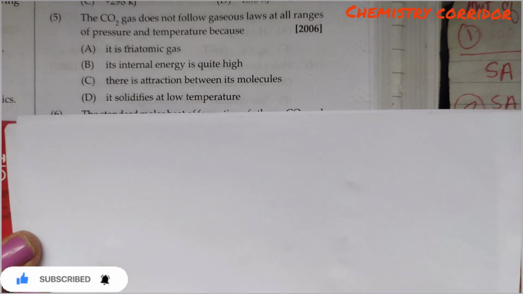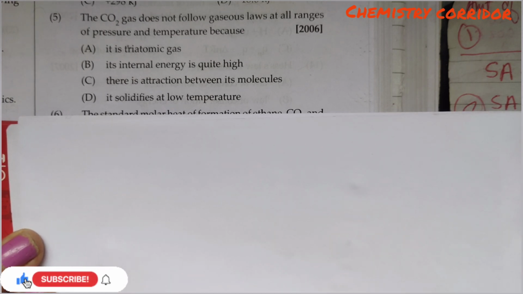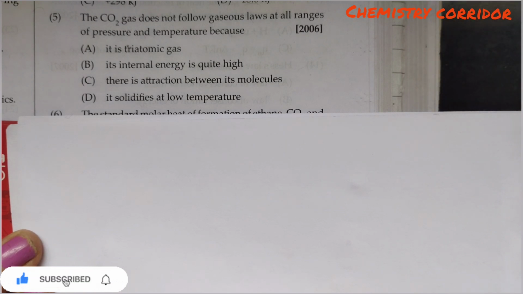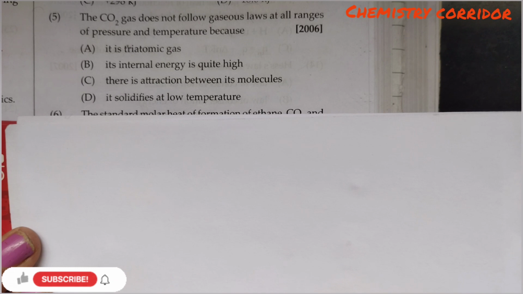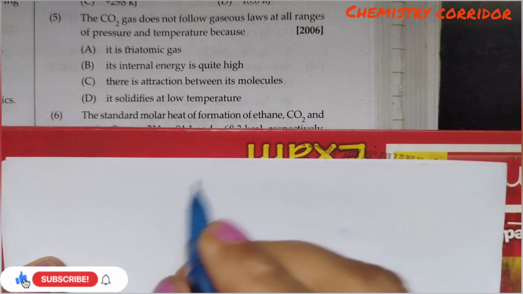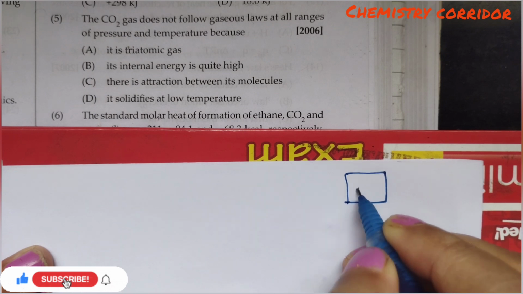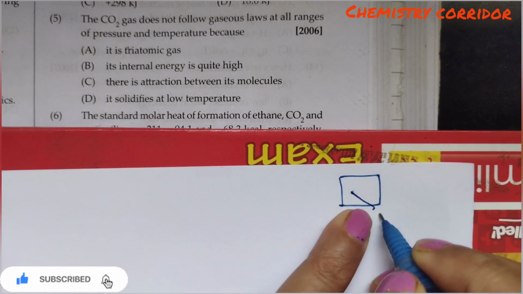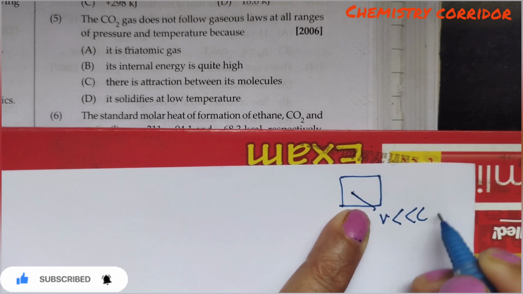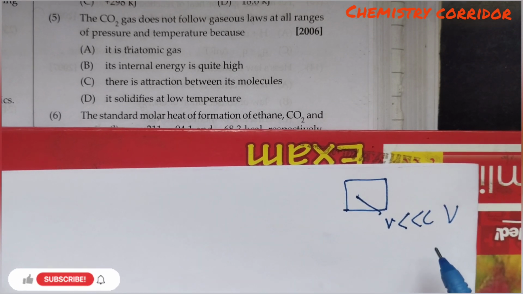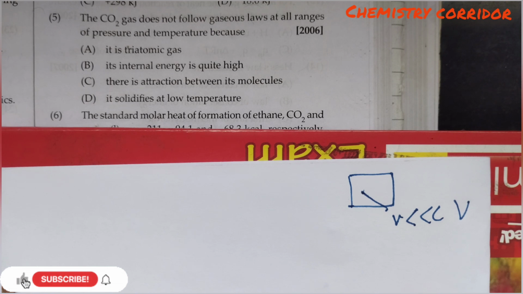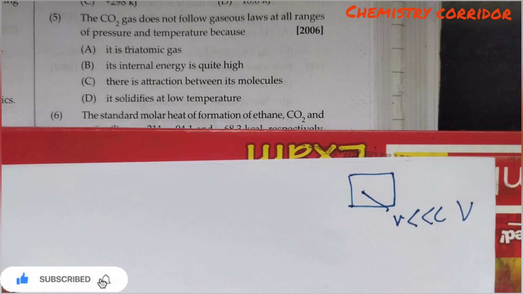Carbon dioxide gas does not follow gaseous laws at all ranges of pressure and temperature because, now students, here the concept is of ideal gas. You know students that for an ideal gas, the size is negligible as compared to the size of the real gas molecules. If I consider the volume occupied by the ideal gas, it is negligible in comparison to the total volume occupied by the gas. And therefore, real gases, their size is finite, and we can say that the volume of the real gases is equal to the volume of the container.